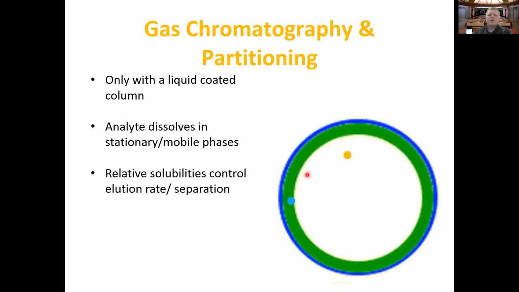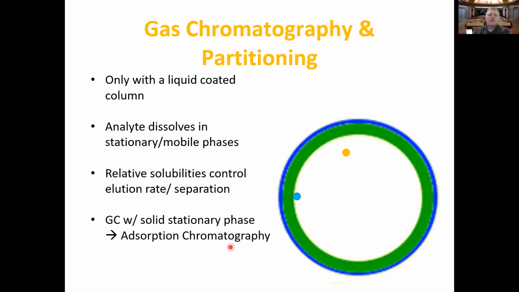So your relative solubilities then control your elution rate and how well you're separating different species. Now, a note about gas chromatography. GC is not a partitioning technique when you're using a solid stationary phase. In that case, it's adsorption chromatography. So GC can be either partitioning or adsorption chromatography, depending on the type of column you're using. And of course, you'll choose the type of column depending on what types of analytes you're trying to separate.